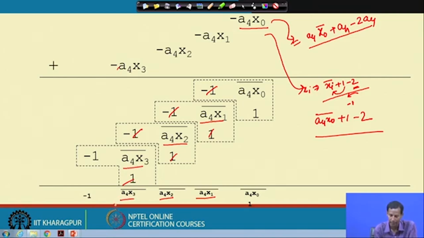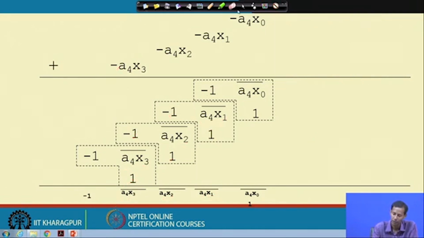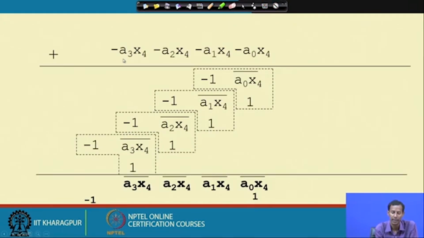Okay. And then for the next, this a3 x4, a2 x4, a1 x4 and a0 x4, in the same fashion again I can write this a0 x4 as a0 x4 bar plus 1 minus 2. This a1 x4, minus of a1 x4, can be represented as a1 x4 bar plus 1 minus 2. Okay. So, in this manner, if I represent all these negative terms, what will I get?